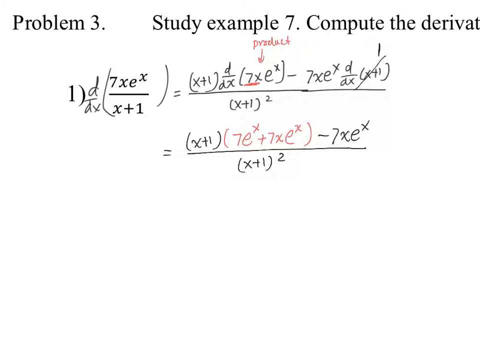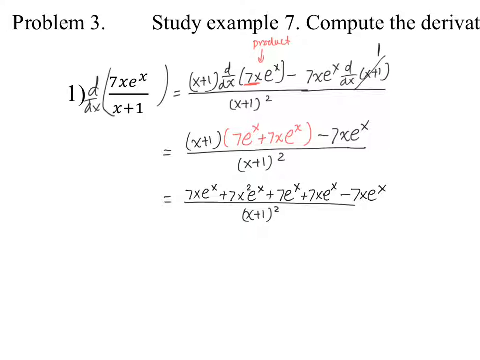So now we could simplify by expanding the top. Let's FOIL it out. So it's going to be 7x e to the x plus 7x squared e to the x plus 7 times e to the x and plus 7x e to the x. So that's after we FOIL out the product. That's what we have, minus 7x e to the x.